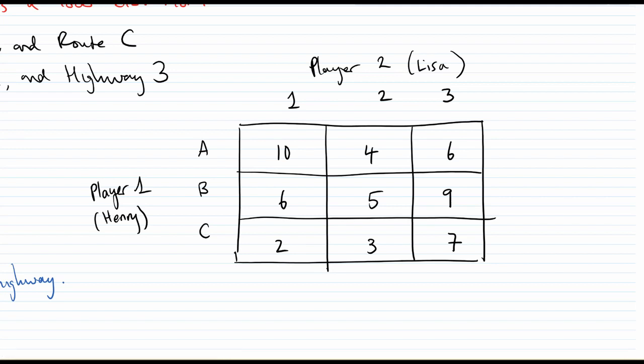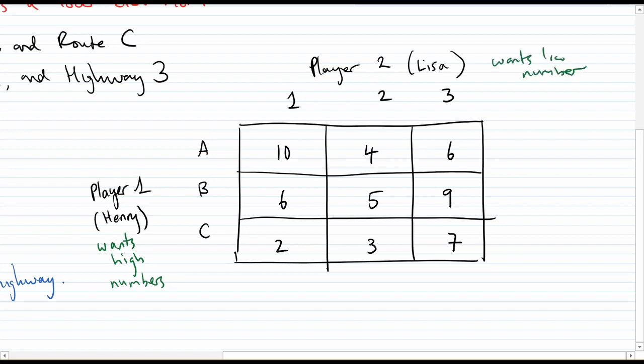So there's actually a lot of things to think about in this game. Remember, Henry wants high elevation, wants high numbers, and Lisa wants low numbers. So what's the best score Henry could get? The best score Henry could get would be this 10 over here. But how would he get that? Henry can choose one of these 3. To get the 10, Henry would need to choose A, and then Lisa would have to choose 1. And that would lead to them building the restaurant at the intersection of height 10.